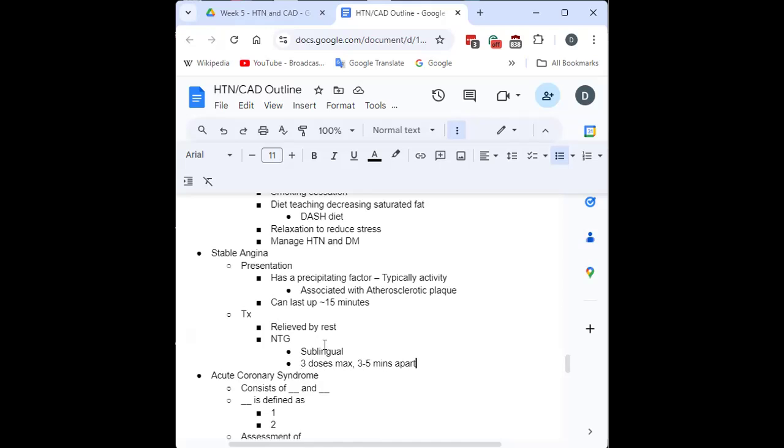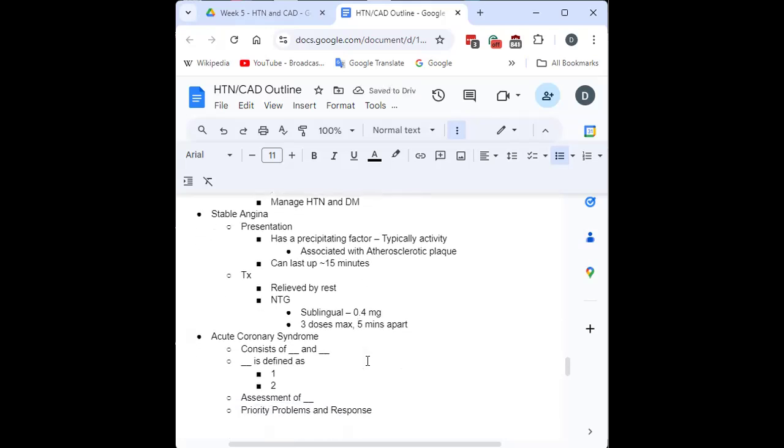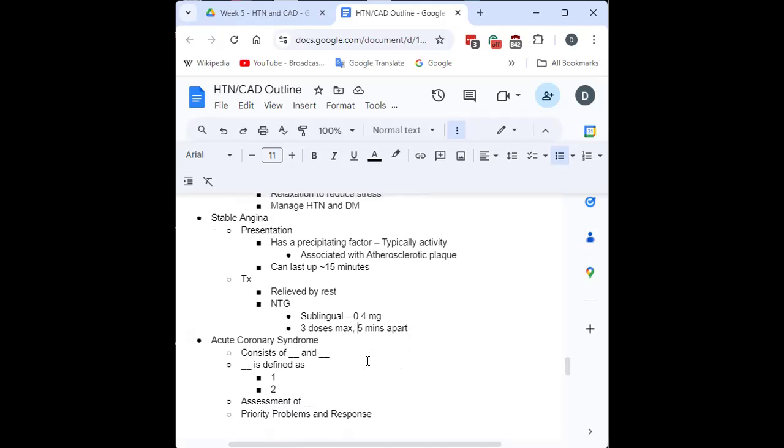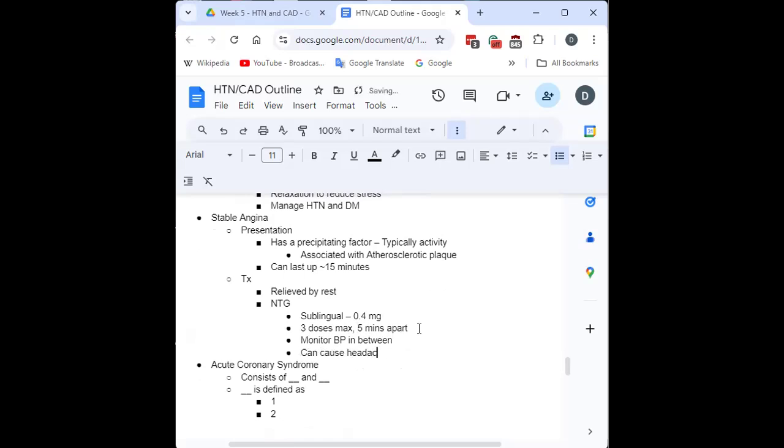It was like 0.4. Interesting, I don't actually know this. Okay, so then 1 at 5 minutes. Yeah, so then your duration is 15 minutes. That makes sense. Let's say monitor blood pressure in particular. When it comes to your nitroglycerin, it can cause some headaches from the orthostatic hypotension. If systolic is below 90 to 100, hold.